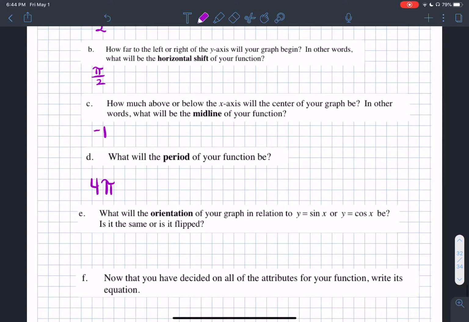So I'm going to choose a cosine graph. You can choose a sine graph if you want. You can choose a cosine graph if you want. That's up to you. Please choose the orientation of your graph now. And if it's going to be flipped, I'll have mine flipped. Yours can be flipped or not. That's also up to you.